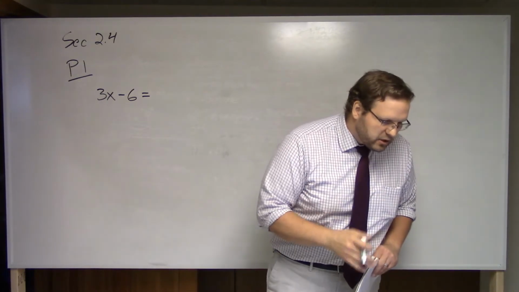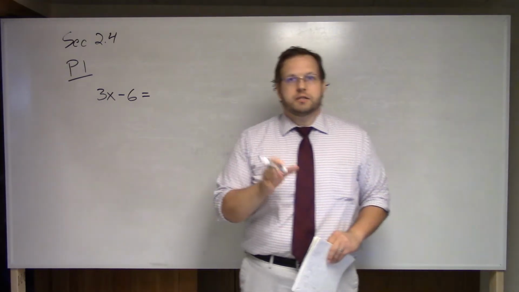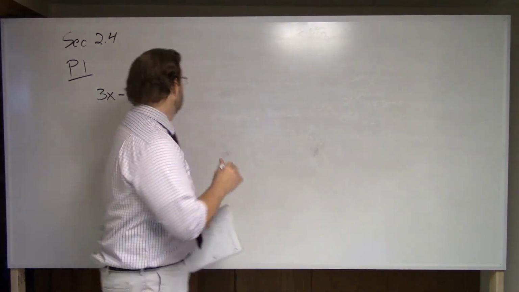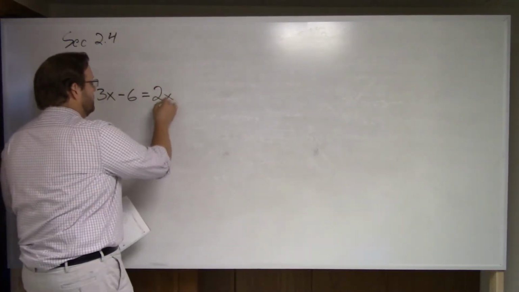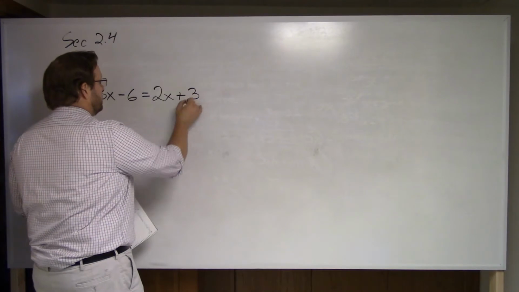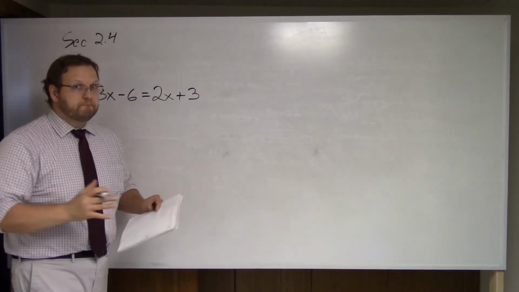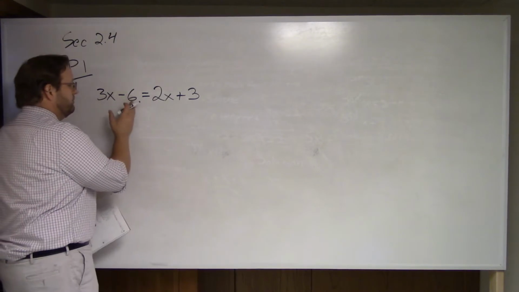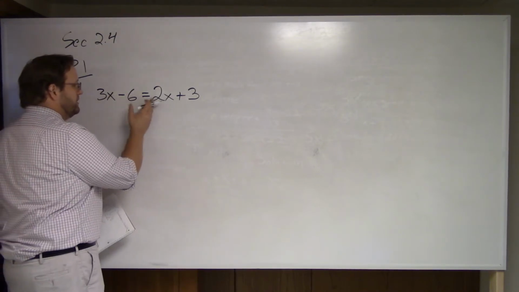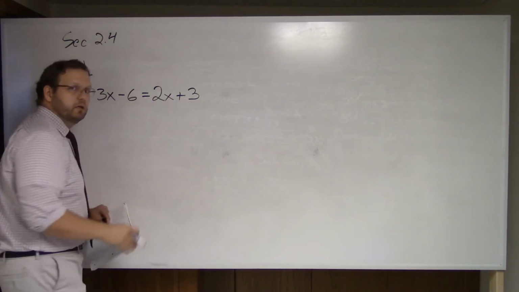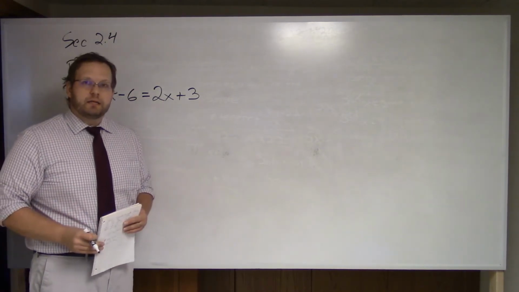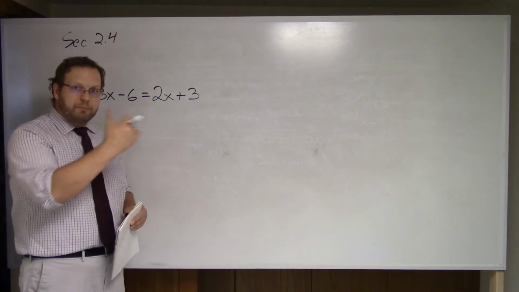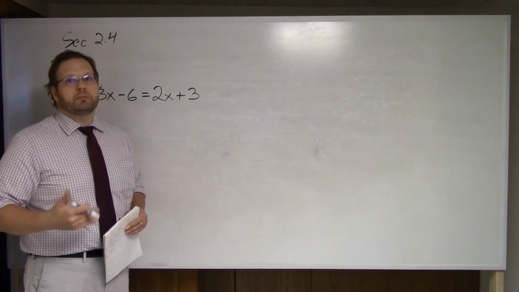Is the same as 2 times a number plus 3. 2 times a number plus 3. That's it. Okay? 3 times a number minus 6 is the same as 2 times a number plus 3. That's what it takes. And as you do more and more of these, as you get more comfortable, that time will start to shorten and you'll be able to speed up a little bit.